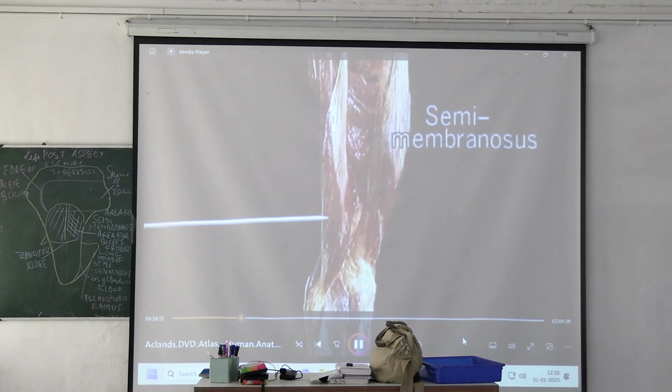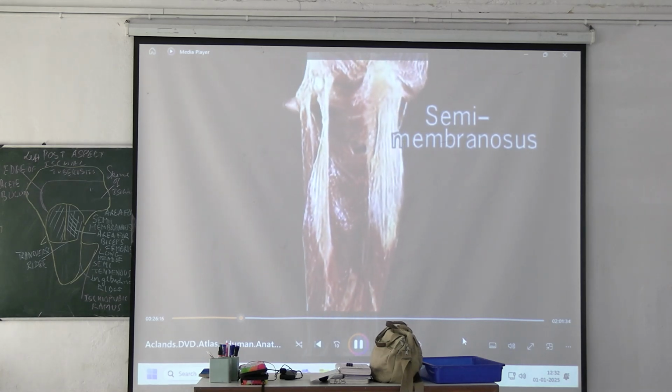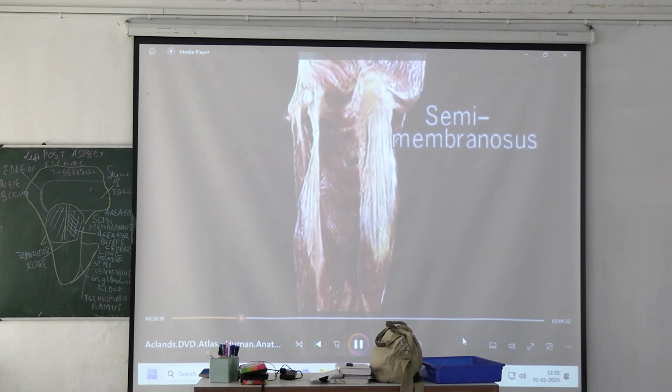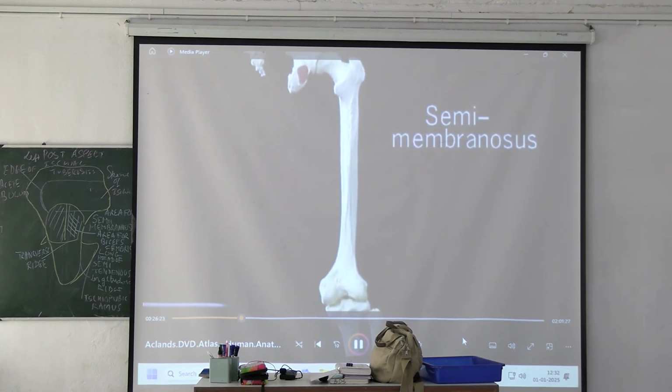Here's semimembranosus by itself. It has a long, flat, membrane-like tendon of origin. It arises from here on the ischial tuberosity. It's inserted here on the back of the tibia.